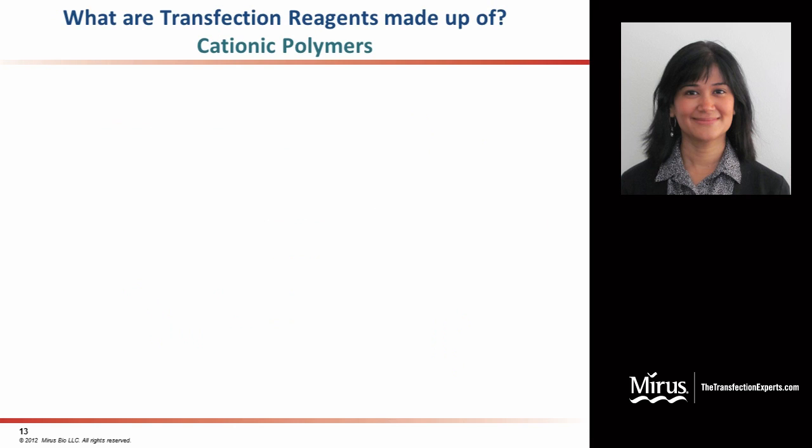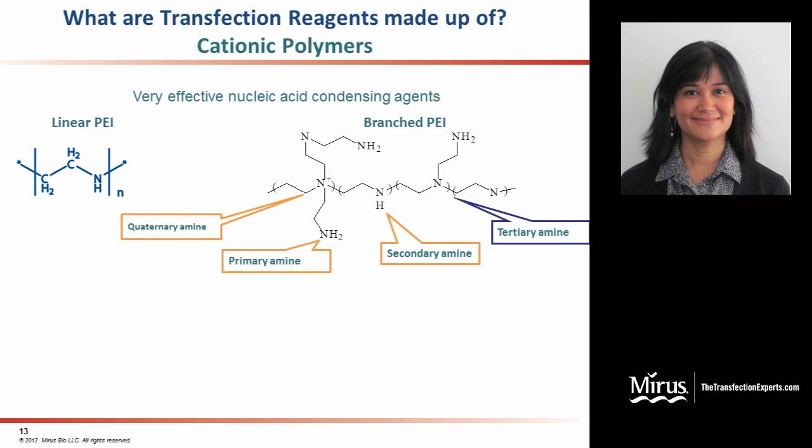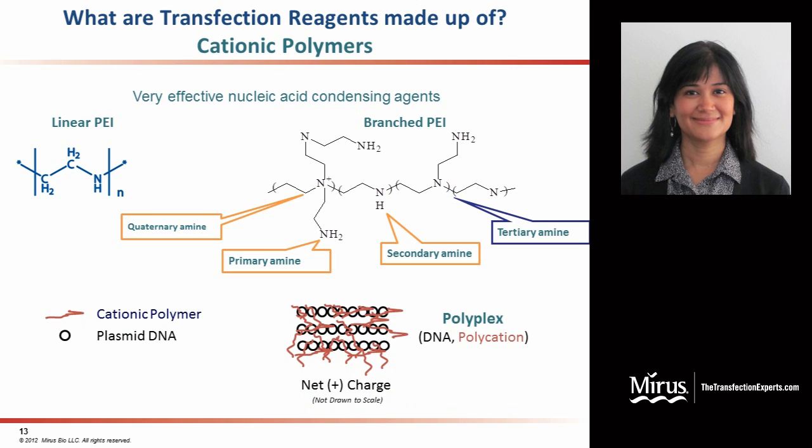A very different class of components for transfection reagents than the already discussed lipids are cationic polymers. These compounds are very effective nucleic acid condensing agents because of their polymeric nature. An example is polyethyleneimine that can be linear or branched, as shown here. These polymers typically provide a lot of positively charged side groups, in this case amine groups, that can interact efficiently with the negative backbone of DNA and form complexes called polyplexes. These polyplexes also need to have a net positive charge.